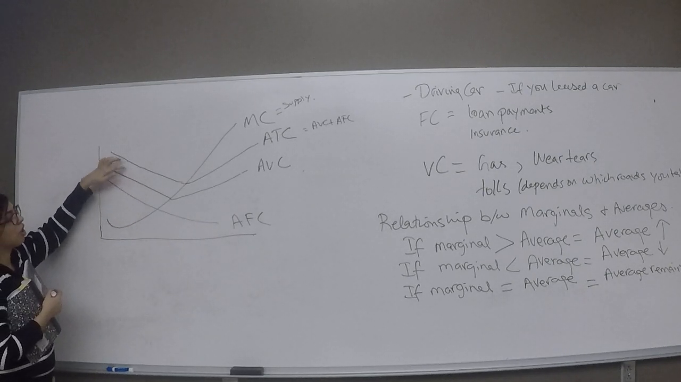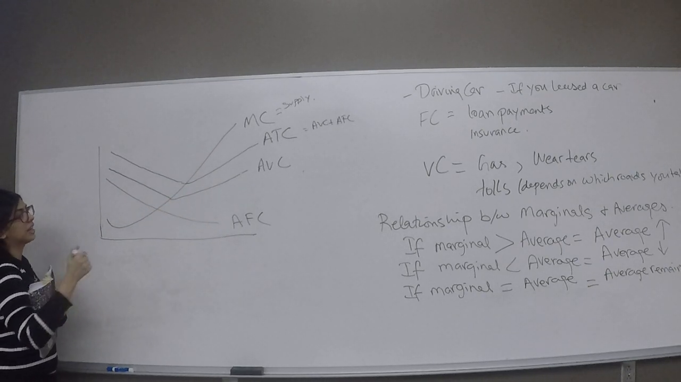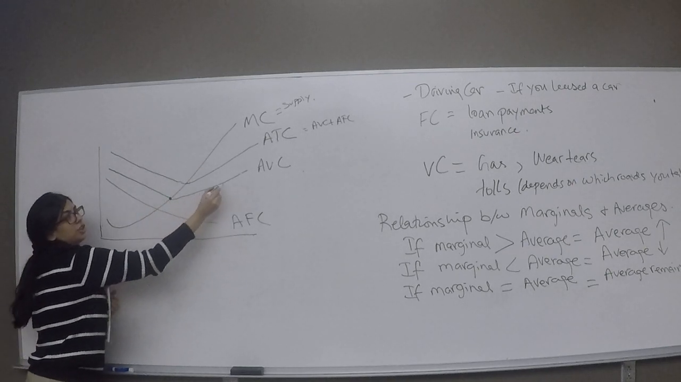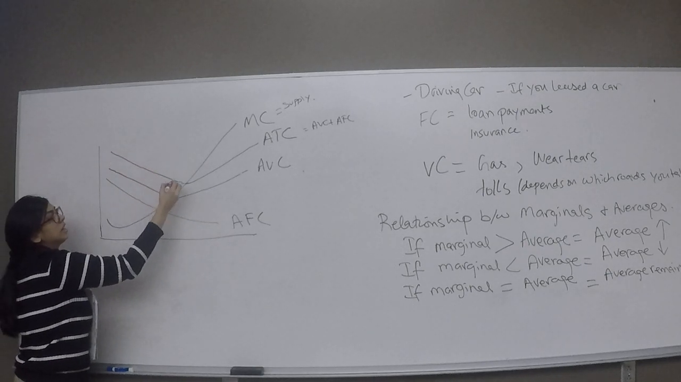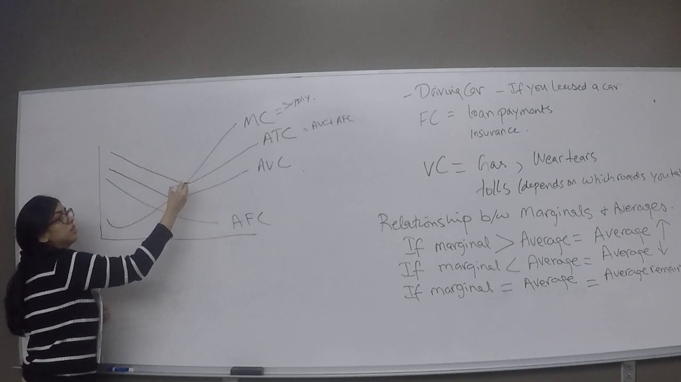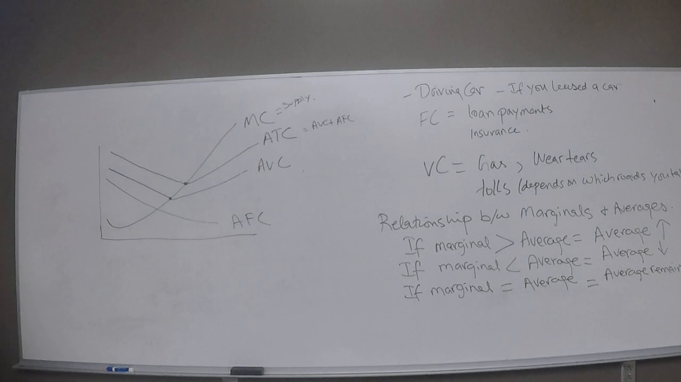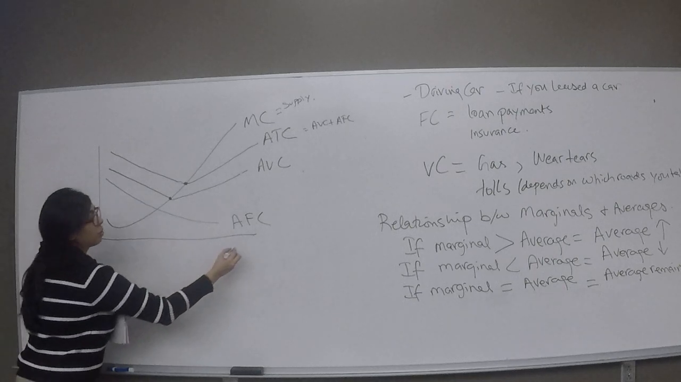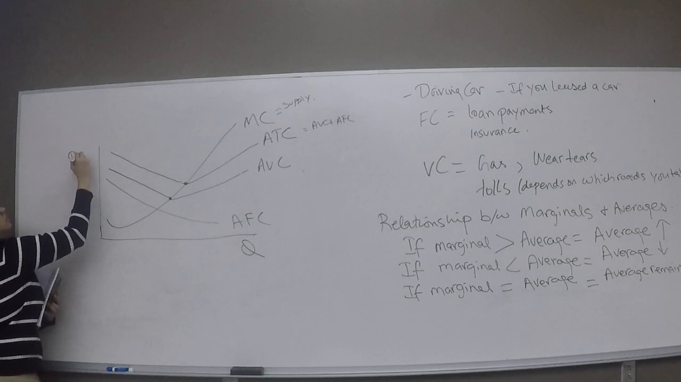Then average variable cost is decreasing at first, but then it starts to increase after the intersection. Same thing with average total cost. It's decreasing, but then after the intersection with marginal cost, it starts to increase. And we'll see why this happens. This is going to be our next couple of weeks. Oh, and I'm sorry, this is quantity, of course, quantity produced, and this is price.